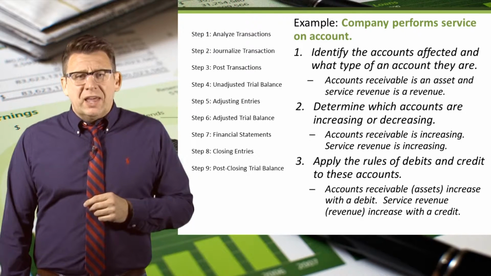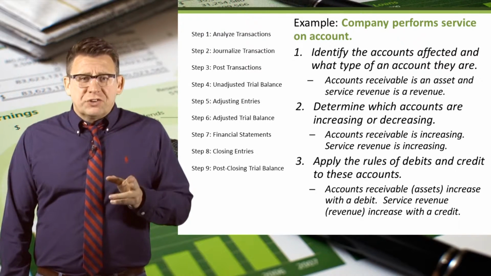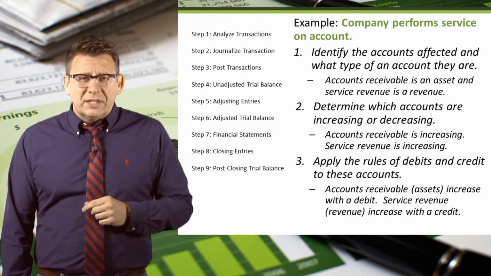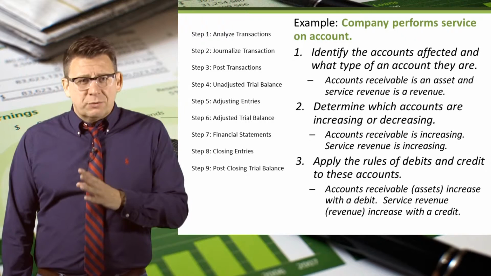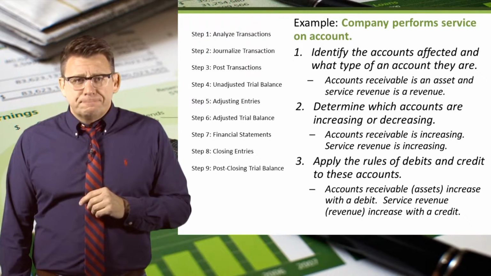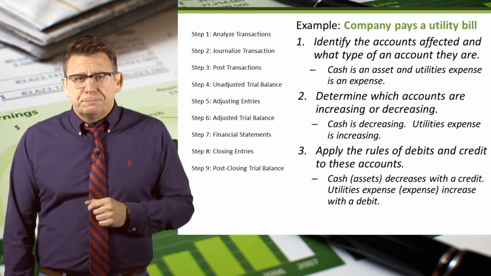Part three is apply the rules of debits and credits to these accounts. Accounts receivable is an asset, and assets are increased with a debit. Service revenue is a revenue, and revenues are increased with credits. Let's look at one more example, something a little bit different.